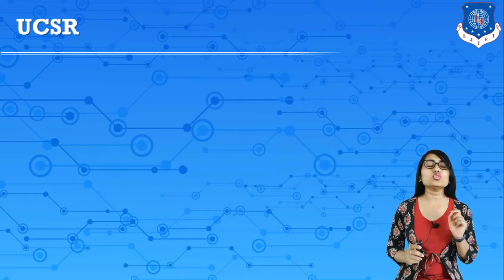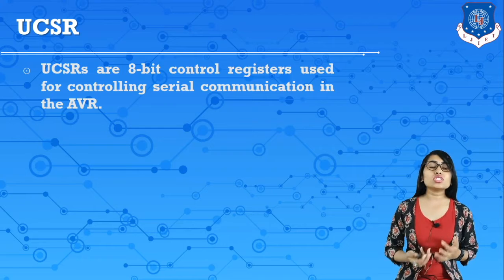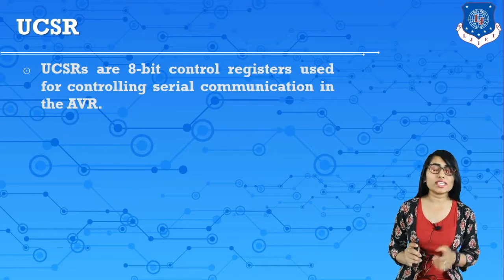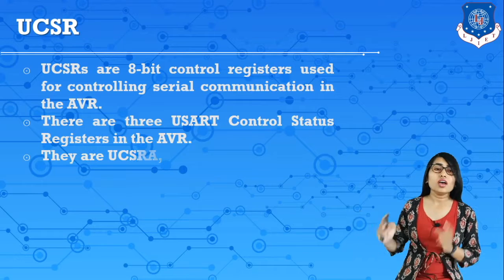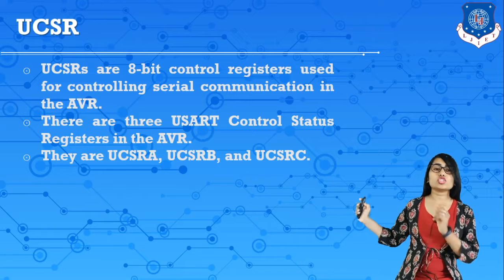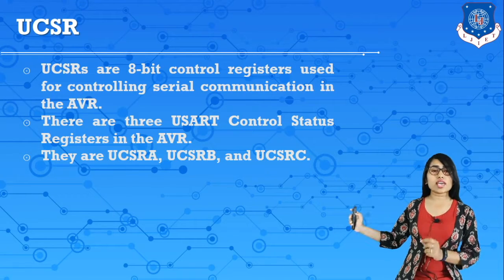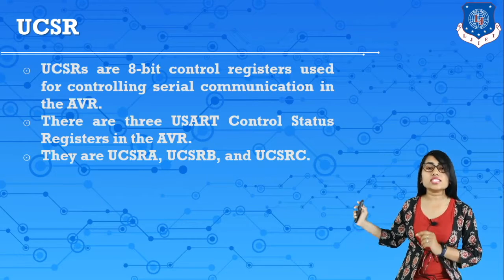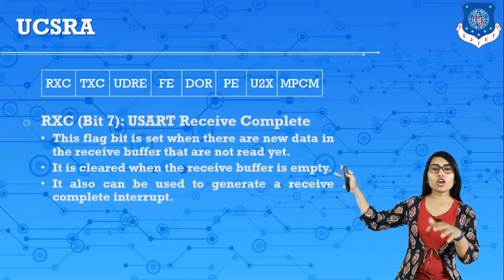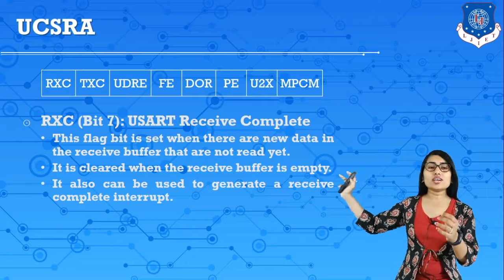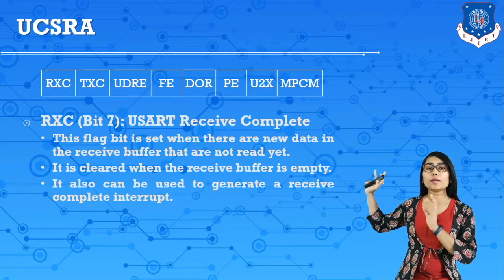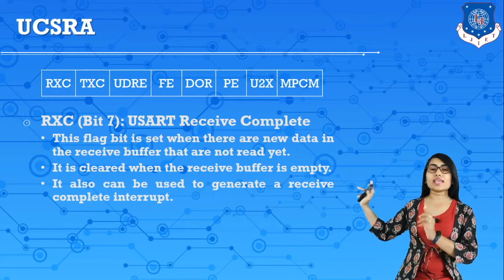Now next is UCSRA. UCSRA is an 8-bit control register used for controlling serial communication in AVR. There are 3 USART control status registers in the AVR, that is UCSRA, UCSRB and UCSRC. So let's discuss UCSRA first. In UCSRA, all 8 bits are shown here: RXC, TXC, UDRE, FE, DOR, PE, U2X and MPCM.